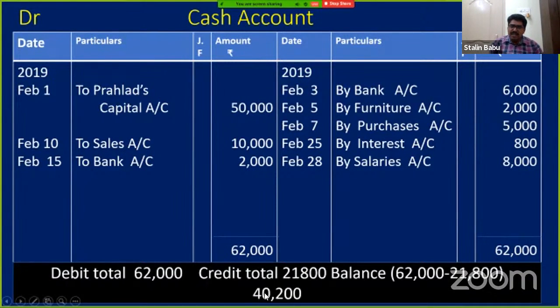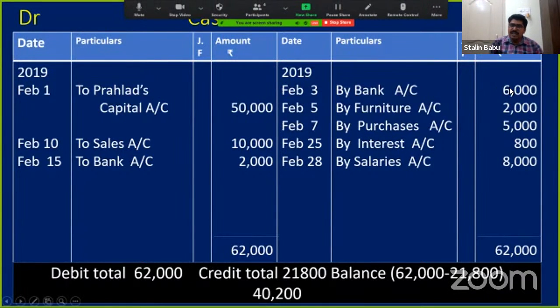So where do we record? Do we record on the debit side or credit side? We have to record on the shorter side, the lesser side. Here credit total is the lesser total, so we have to post on the lesser side.